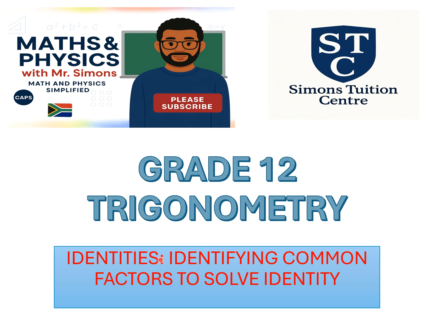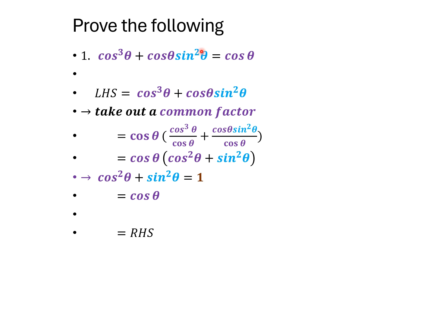We're doing identities, but solving via taking out common factors, alright? So follow very carefully. Prove the following: cos cubed theta plus cos theta sine squared theta equals cos theta.